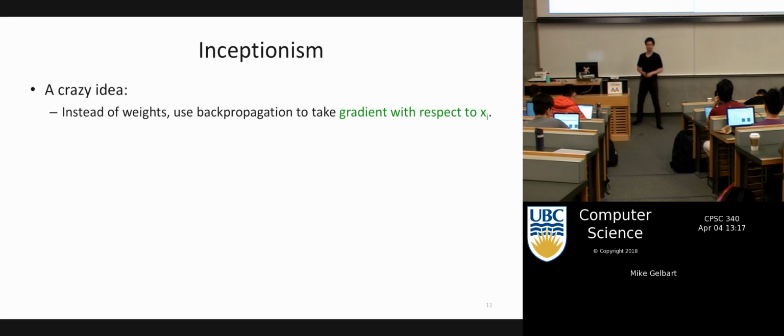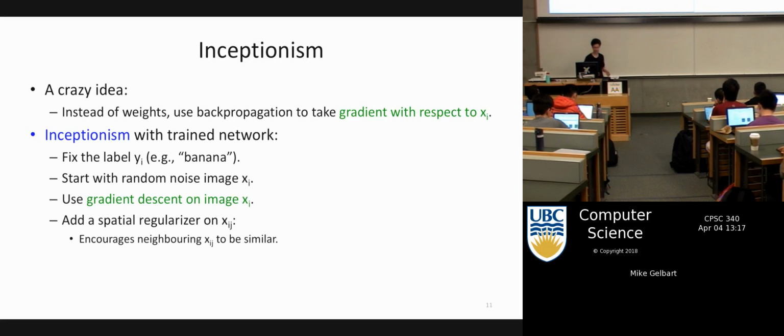So coming back to this idea, what you could do is say, well, I'm going to fix the label. I want to get something that is going to be predicted as a banana. I already have trained the weights of the network on some data set. And then I'm going to start with some image. I'm going to optimize the image so that it's the most banana-like image I can find. So I want the probability of banana to be as high as possible for this image.